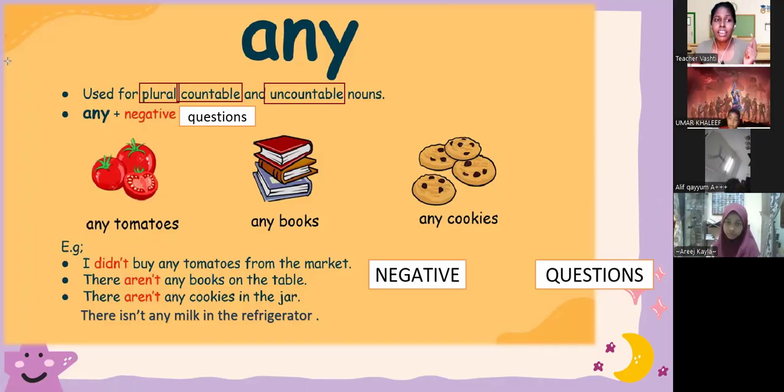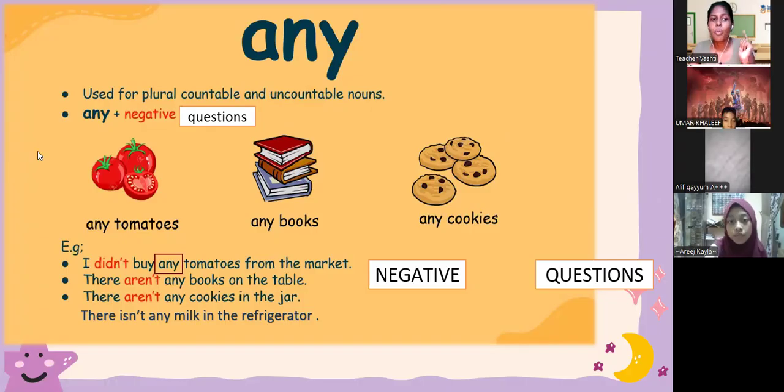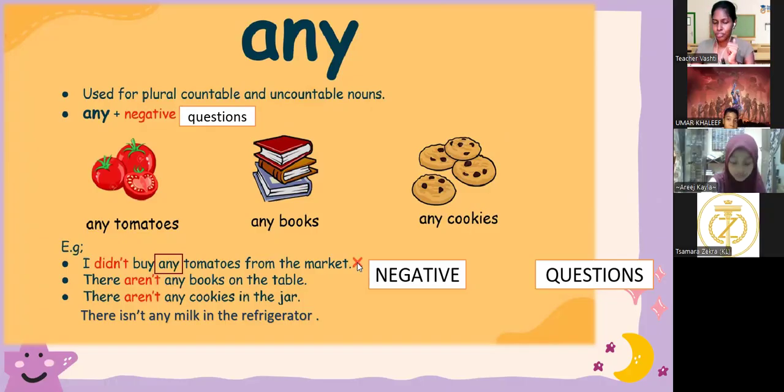But, tadi ayat positif. Now, your sentence is negative. I didn't buy tomatoes from the market. Boleh tak teacher guna some? No. Kenapa? Because ayat negative. That's all. Simple je. Tadi ayat positif, guna some. Kalau ayat negatif, guna any.